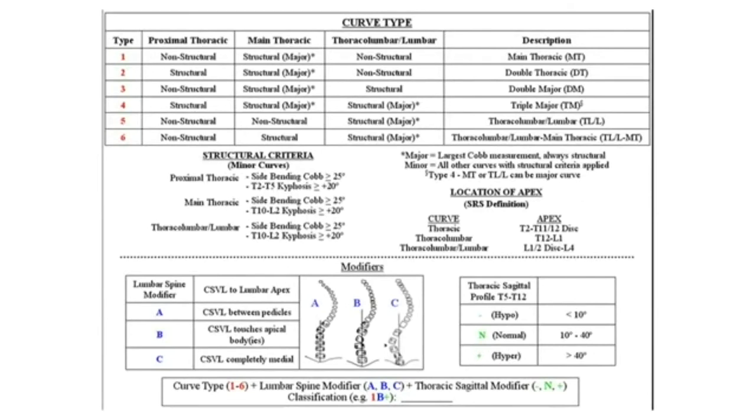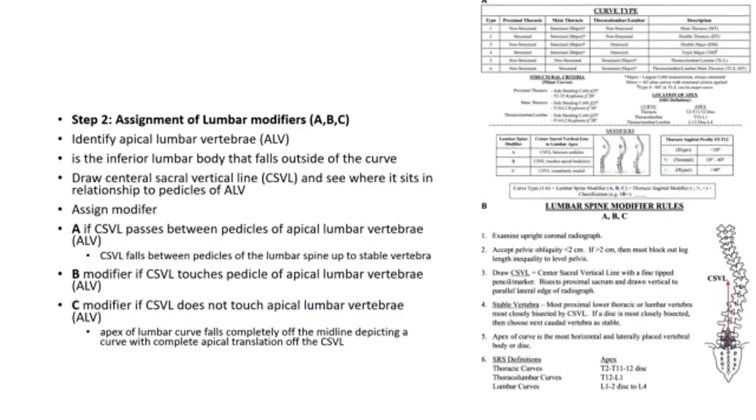Then the next thing is the lumbar spine modifier, and the steps of doing that to classify are very simple. First of all, you have to identify where the apical vertebra is, and we've talked about the apical vertebra. So here, this is the apical vertebra, and then take the central sacral line. If this central sacral line is passing between the pedicles of the apical lumbar vertebra, so it bisects it, that's A. If it just touches one of the pedicles, it's type B. And if it is not touching it at all, it's type C.